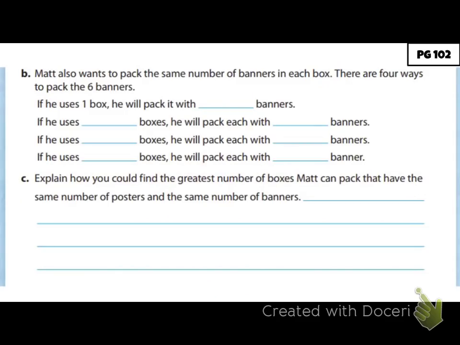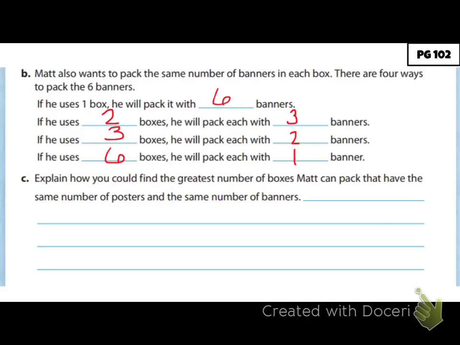Now Matt wants to pack the same number of banners in each box. There are 4 ways to pack the 6 banners. Just like up above, if he uses 1 box, he would have 6 banners. Then we can go through the same type of method. What numbers will multiply to 6? Let's say if he uses 2 boxes, he'll pack each with 3 banners. If he uses 3 boxes, he'll pack each with 2 banners. And if he uses 6 boxes, he will pack each with 1 banner.